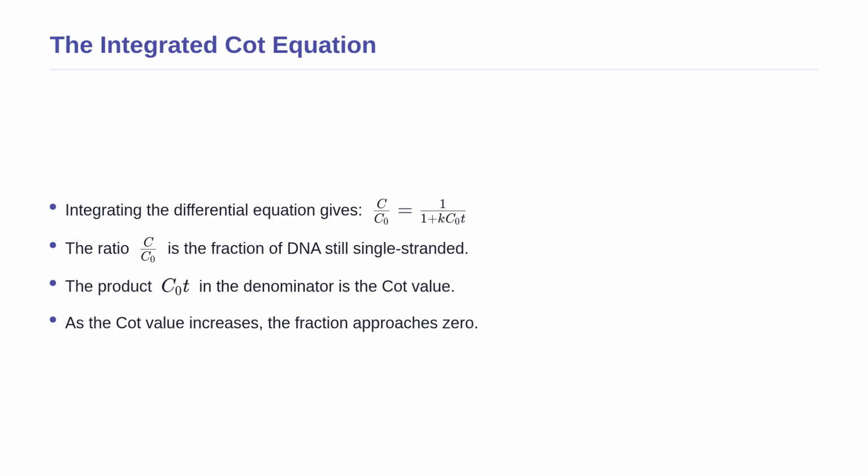As the C0T value increases over time, the denominator becomes larger and larger. This causes the fraction to approach 0, physically meaning that all the single-stranded DNA has successfully paired up into double helices.